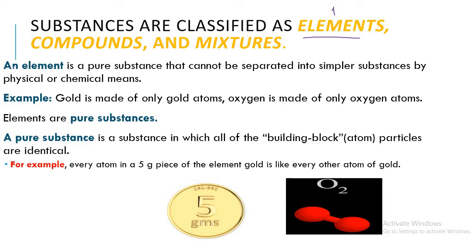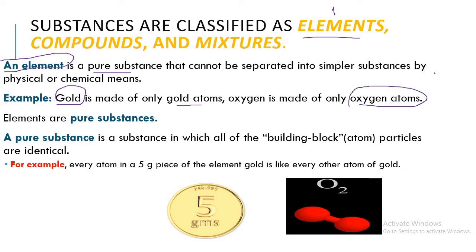What is meant by an element? An element is a pure substance that cannot be separated into simpler substances by physical or chemical means. For example, gold. Gold is an element, made of only gold atoms. Oxygen also is an element made only of oxygen atoms.